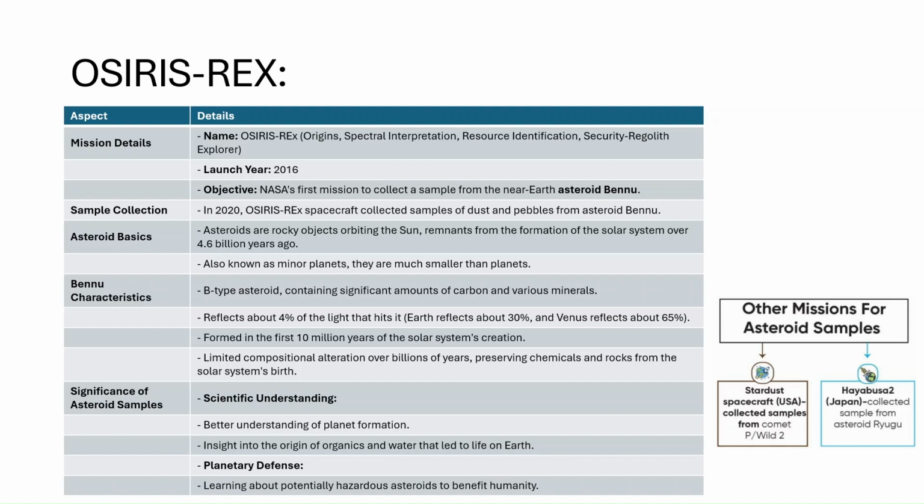Now, OSIRIS-REx is not the only sample recovery mission. Other missions like Stardust and Hayabusa2 have also ventured into collecting samples from celestial bodies. Stardust gathered samples from comet Wild 2, while Hayabusa2 collected samples from the asteroid Ryugu. Right?